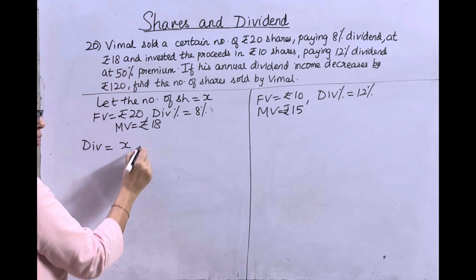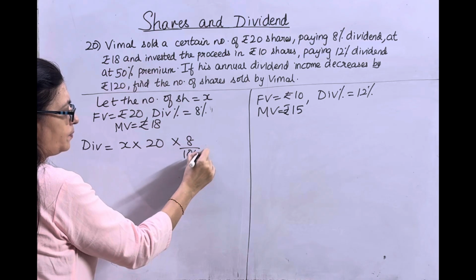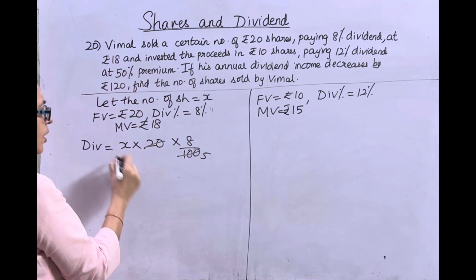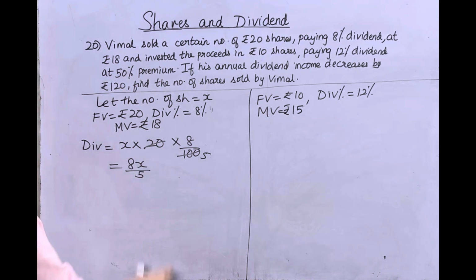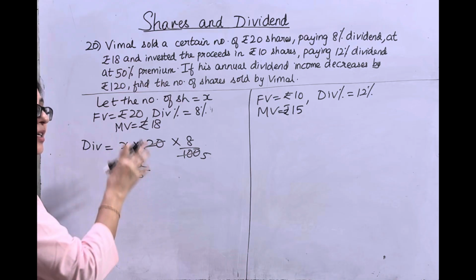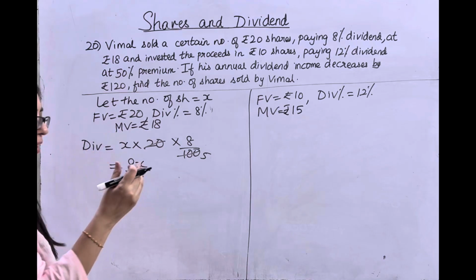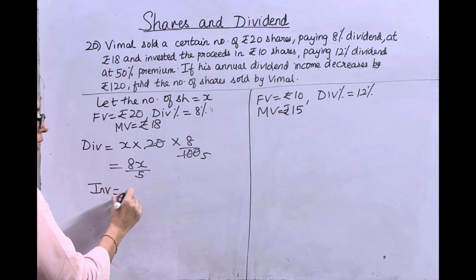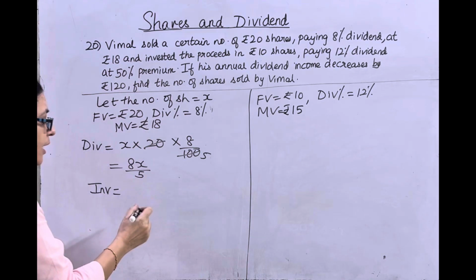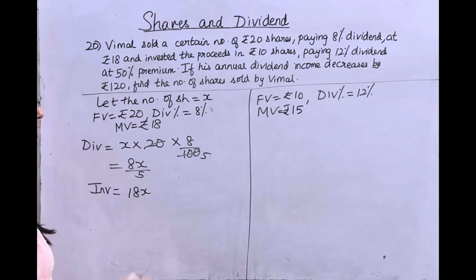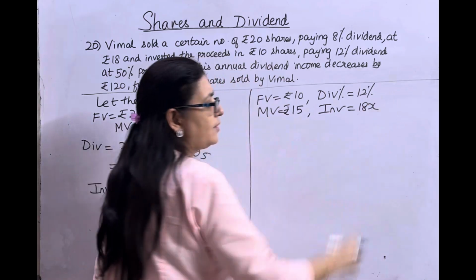Dividend is equal to number of shares into face value into dividend percent. So dividend is 8x upon 5. Okay. Now after selling these shares, he invested that amount, that investment into another company shares, right? So first we'll have to find the investment. So the investment is number of shares, which is x, into market value, which is 18. So investment is 18x.